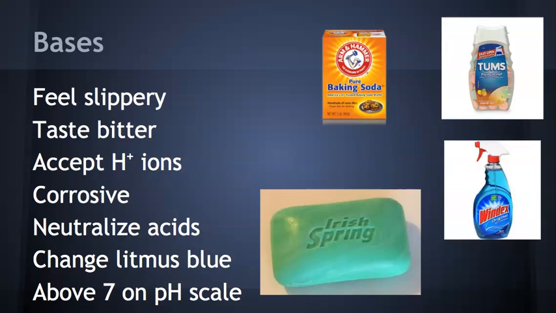People think about acids as being the only dangerous one, but a strong base is equally as dangerous as a strong acid. They will neutralize acids to make a neutral solution. They're going to change your litmus paper more blue or even purple, and they are the numbers greater than 7 on the pH scale. So this was a basic overview of acid-base chemistry. We'll go into some nomenclature as well as pH calculations on the next screencast.